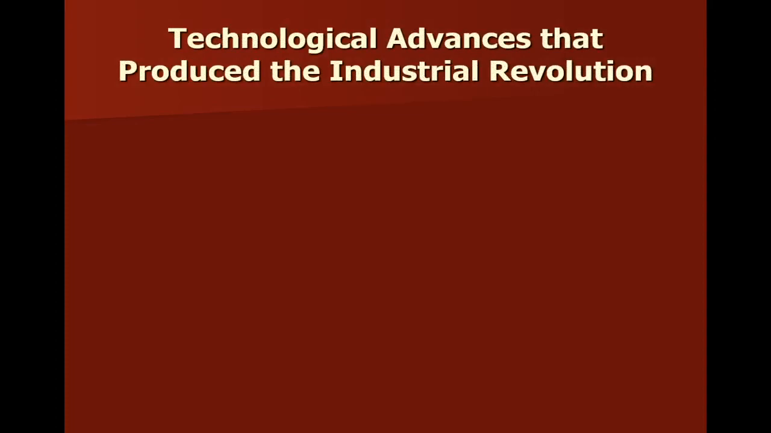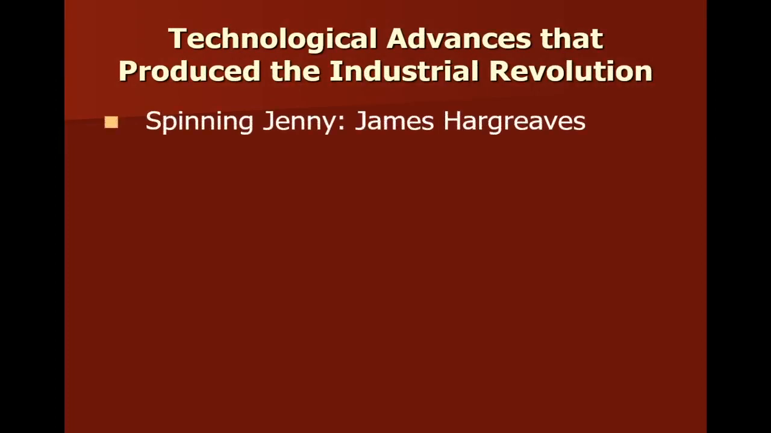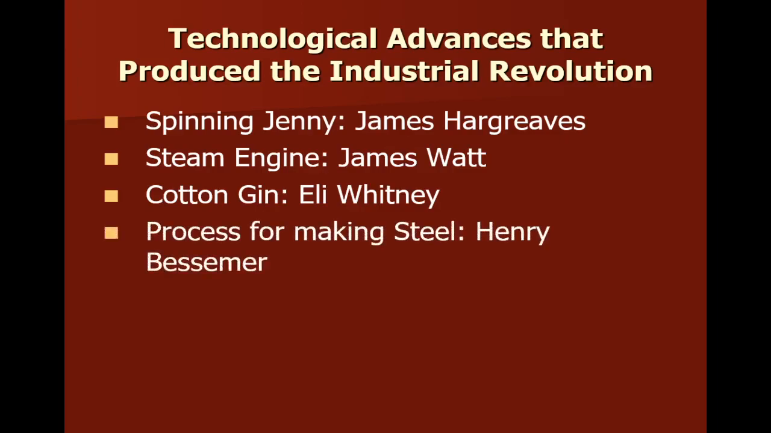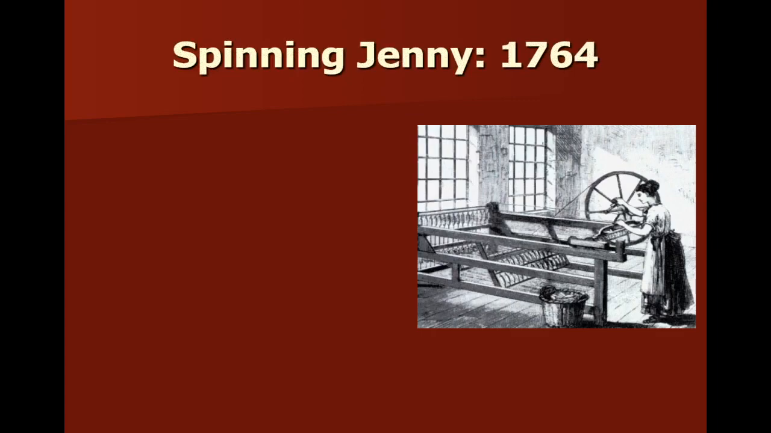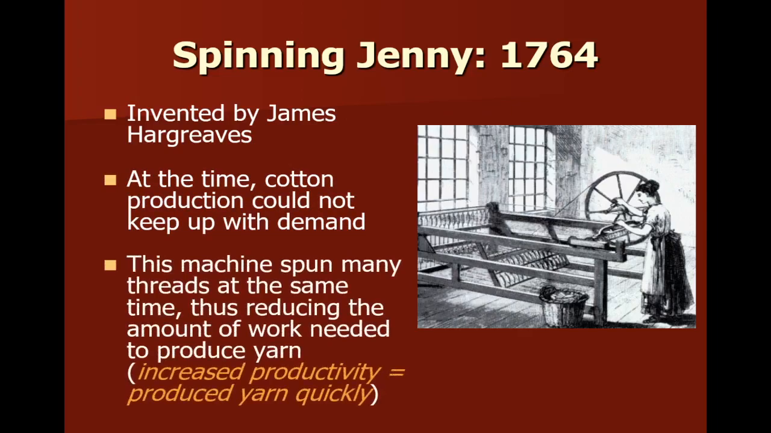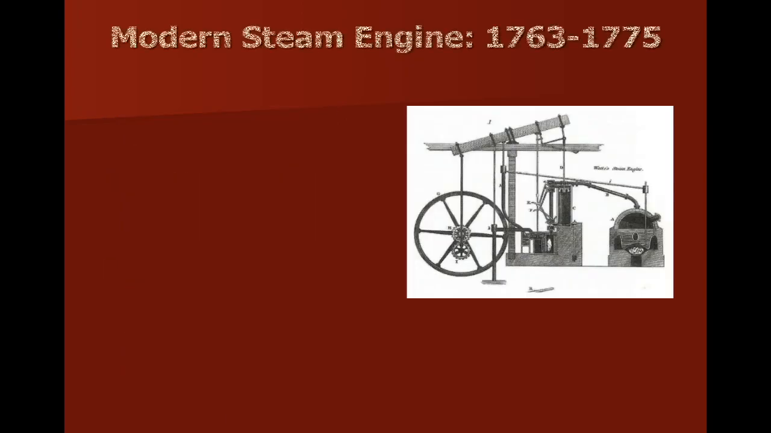So technological advances that produce the Industrial Revolution. Number 1, spinning jenny, steam engine, cotton gin by Eli Whitney. That's a really important and really controversial one that we're going to talk about. Process for making steel through Henry Bessemer. Spinning jenny, 1764. This is invented by James Hargreaves. At the time, cotton production could not keep up with demand, so this machine spun a lot of threads at the same time, which reduced the amount of work needed to produce yarn. So increased productivity equals producing yarn quickly. Okay, modern steam engine, 1763 to 1775.